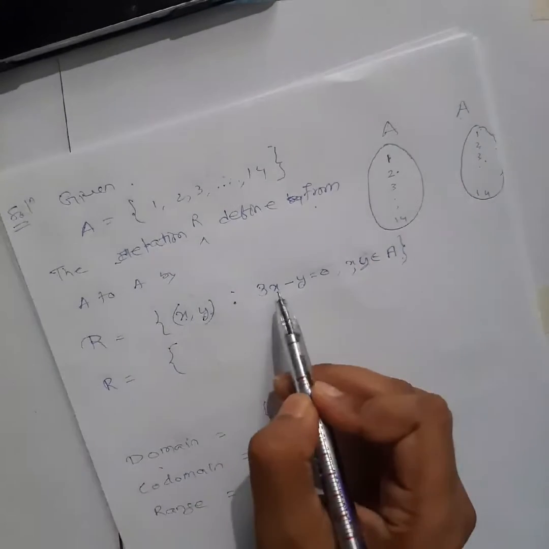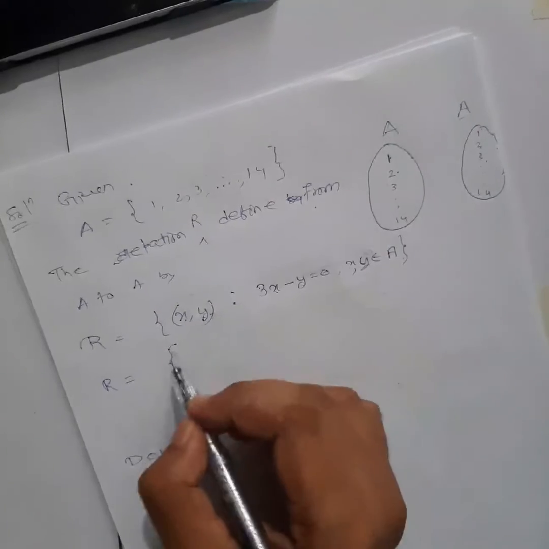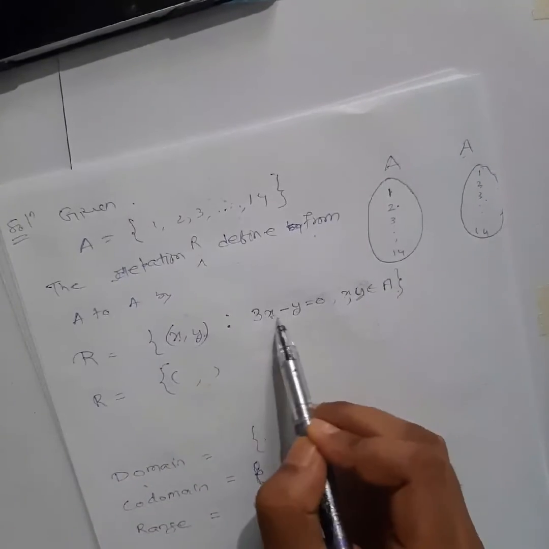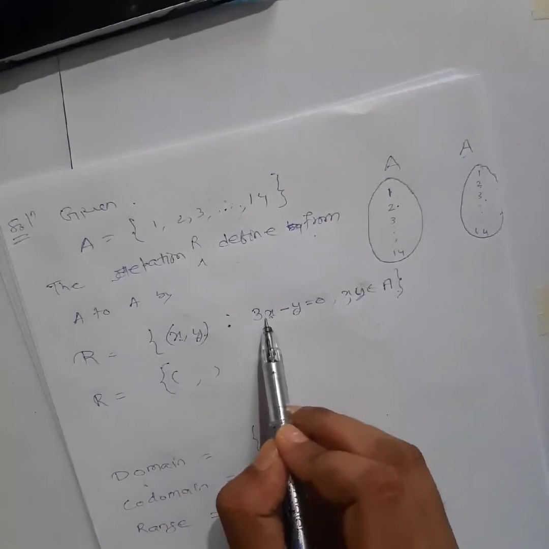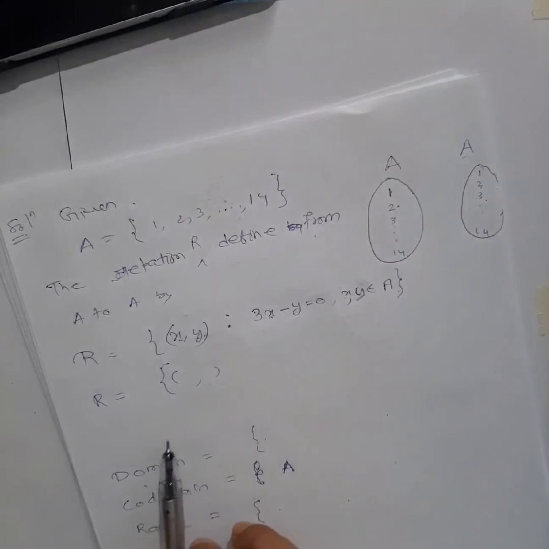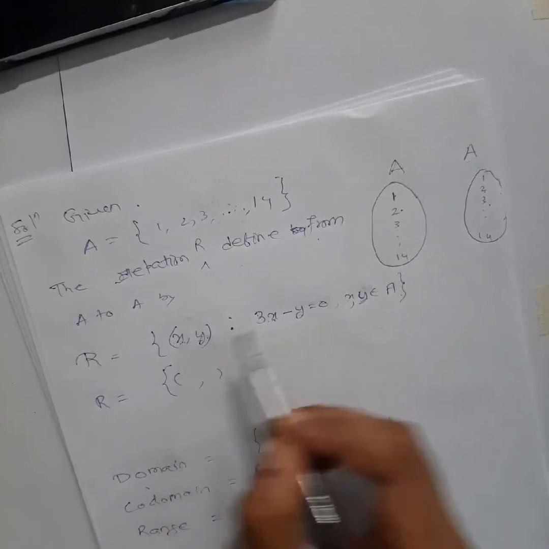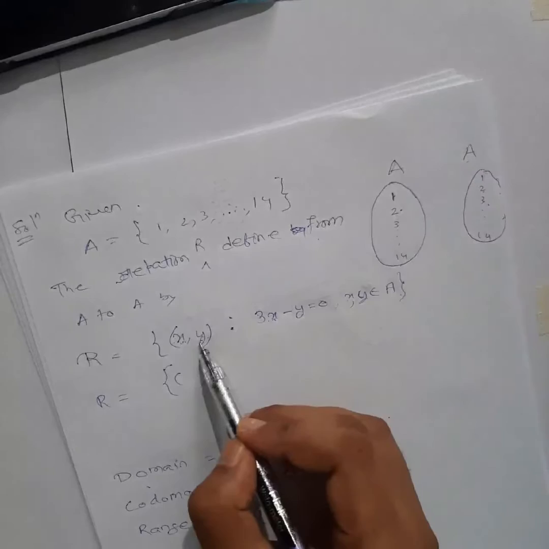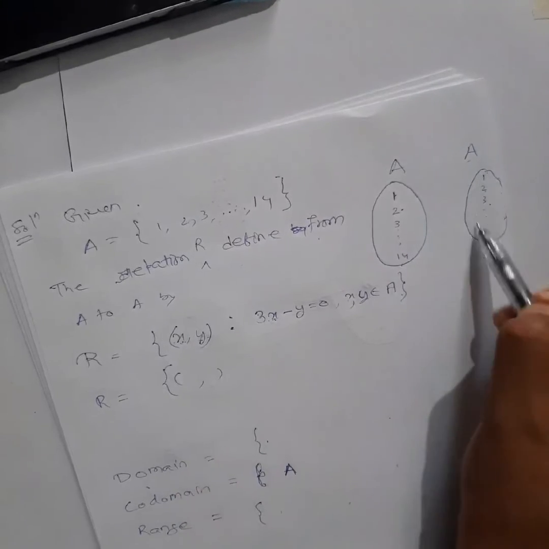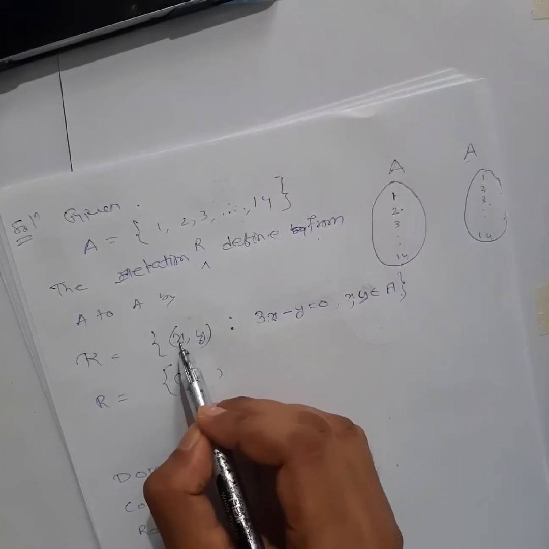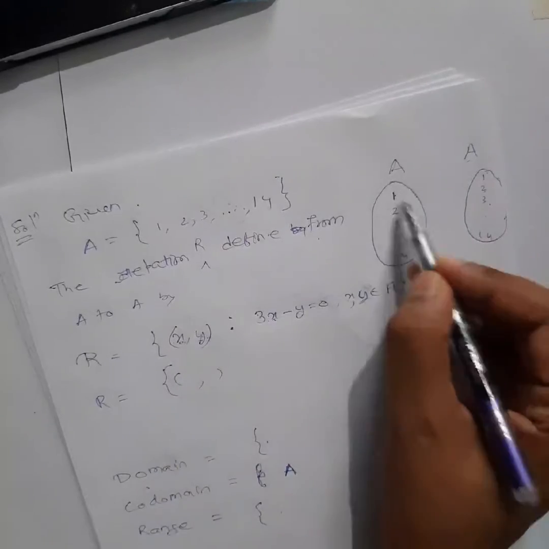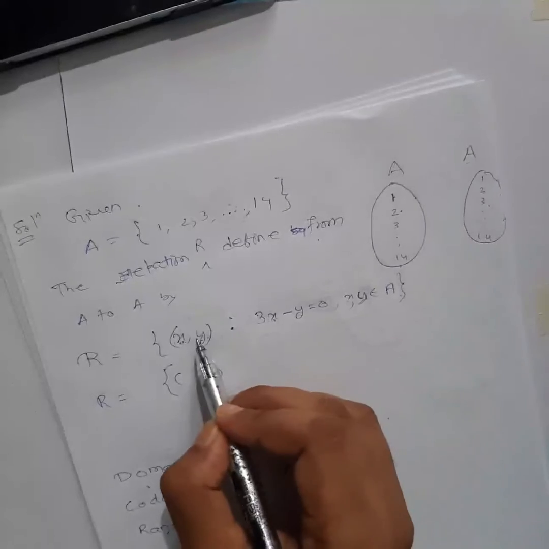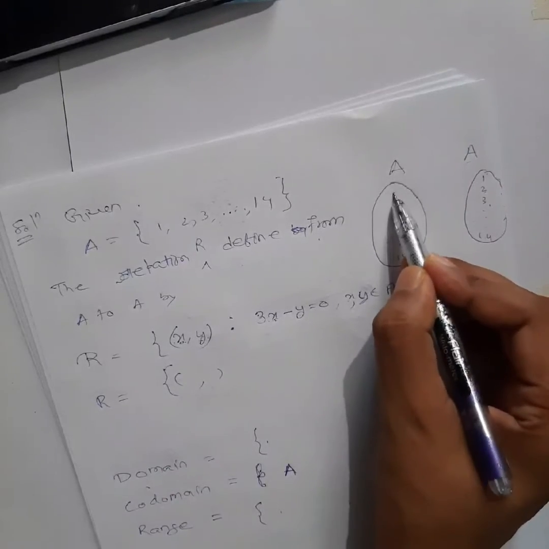Can I write this in the roster form? So how will I find all the ordered pairs? Very simple. See here, the relation given is this one, right? The relation between x and y is 3x minus y equals 0. So x is your first element, all the first elements from your first set. This y is an element from your second set. So one by one I will take elements from the first set and see what the image, the y value, is. So the first element is 1.